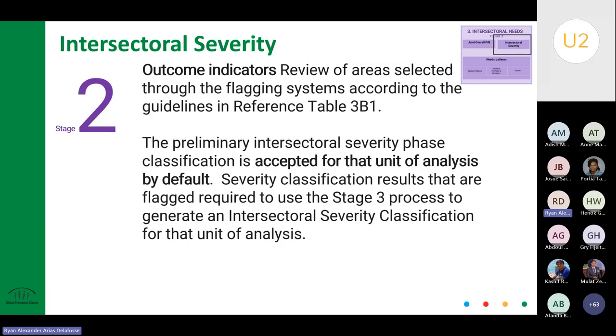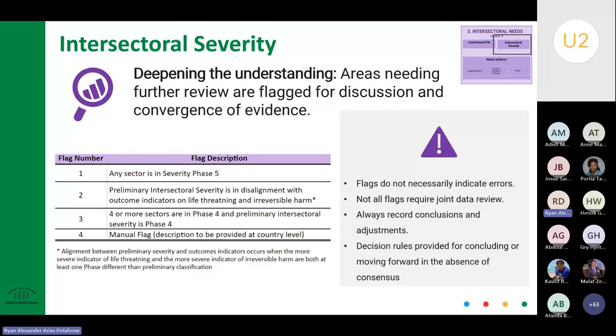So stage 2, similarly, you have your initial severity, but then there will be a series of flags that require a review, similar to the overall PIN. So the areas that receive flags are the following: any sector in severity phase 5, and this is because if an admin area is in severity phase 5, that is complete collapse, that is a humanitarian emergency, and is one that needs to be verified, because if you were using severity phase 5 in your HNO and HRP, this means that this is an area that has already collapsed, where irreversible harm has already happened and needs the highest level of attention paid to it.